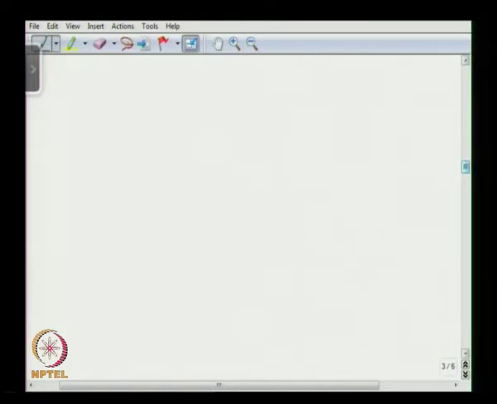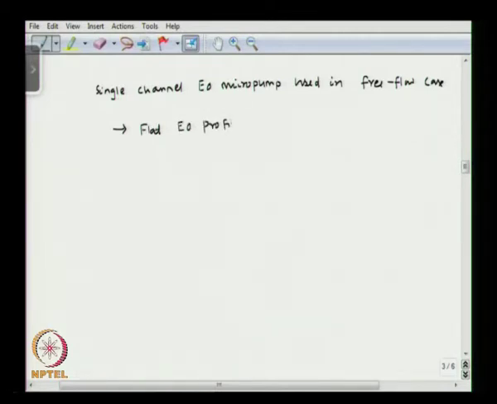So what we observe is that the single channel electroosmotic micropump used in free flow case, and the flat electroosmotic profile can be used to move concentration profile undisturbed along a channel.